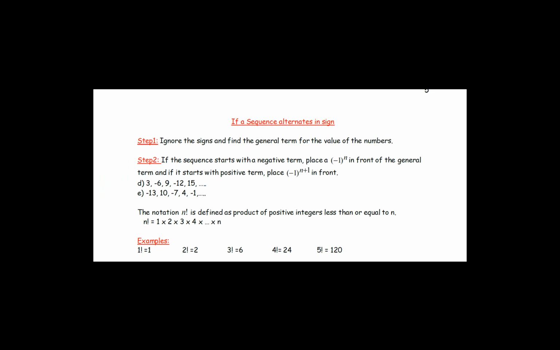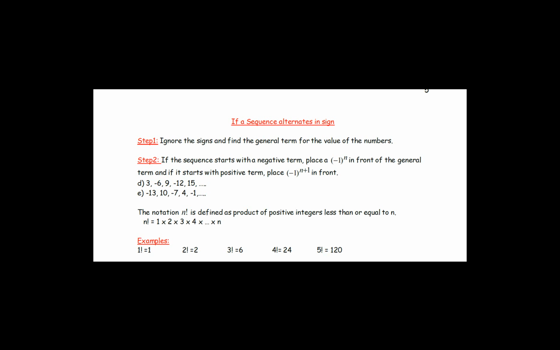Now, if we have a sequence that is changing signs, we ignore the sign and find the common difference. And if the sequence starts with a negative term, then you place negative 1 raised to n in front of the general term. And if it's a positive term that starts first, it's negative 1 raised to n plus 1.